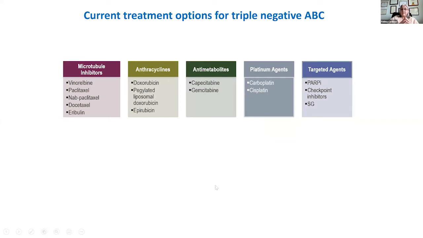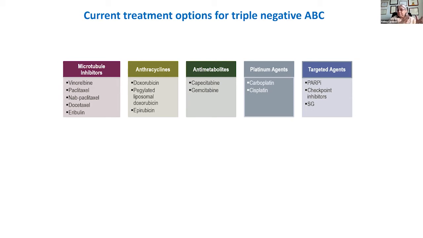And when we look at the available options to treat this subtype, you will see that the vast majority of options are chemotherapy options, right? So we have different agents that target the microtubules. You see there the taxanes, eribulin, vinorelbine. We also have different types of anthracyclines, other agents such as capecitabine and platinum that are very important agents specifically for this subtype of breast cancer.